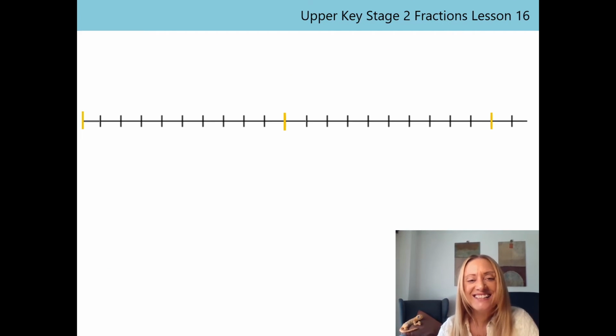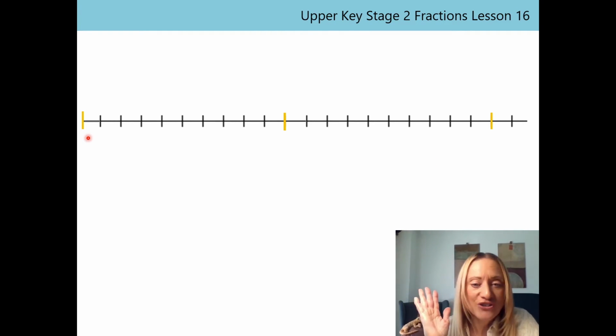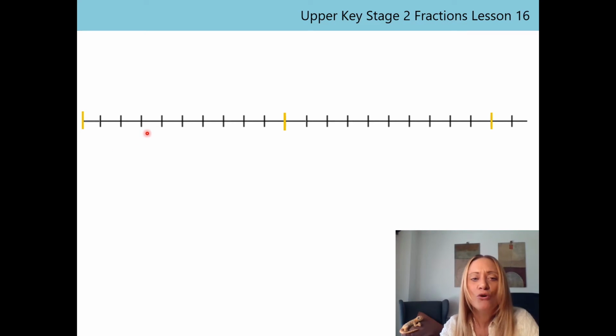Let's have a look at counting in 3/10ths on a number line. Take a look at this number line. What can you tell me about the divisions? What do the divisions represent? So if we look at these yellow lines here, what are the divisions between those yellow markers? Yes, that's right, they are 1/10. Fantastic. So each of these divisions represents 1/10, because the whole has been divided into 10 equal parts.